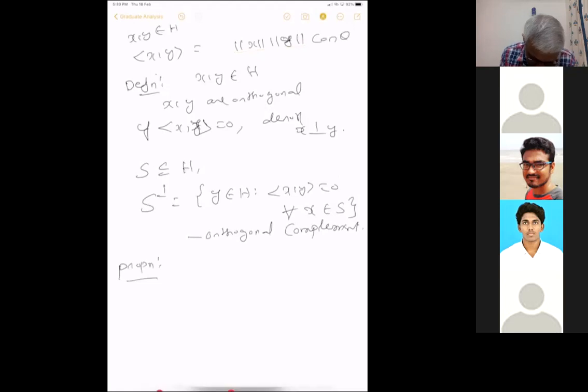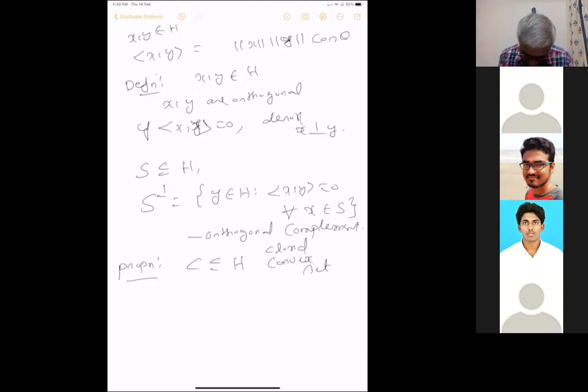Suppose C is a set. So we always assume H to be an inner product space. H is a Hilbert space. Okay, it's enough, it's an inner product space. C contained in X is a closed convex set. Okay. Closed convex subset of H. In particular, a subspace is a closed convex subset.